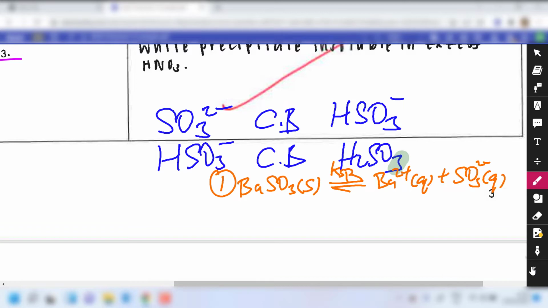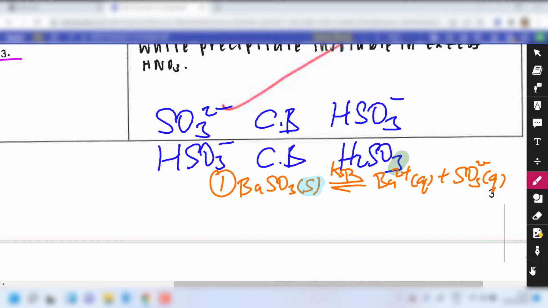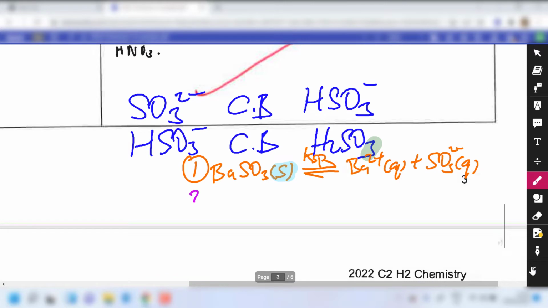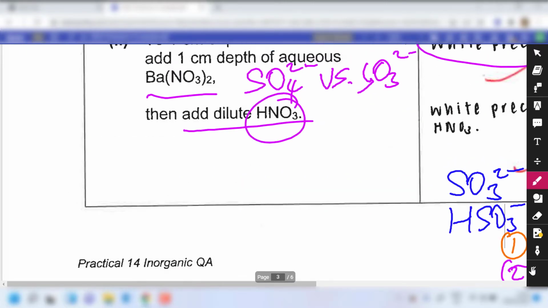So the bulk of it is the barium sulfite white precipitate, but it's able to maintain a small amount of barium 2+ and sulfite by virtue of its Ksp. Now, what happens when we add nitric acid?